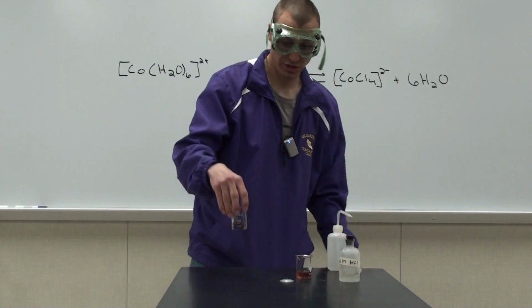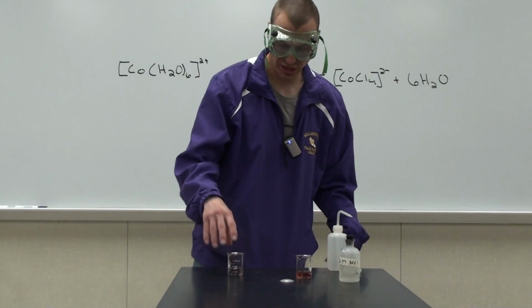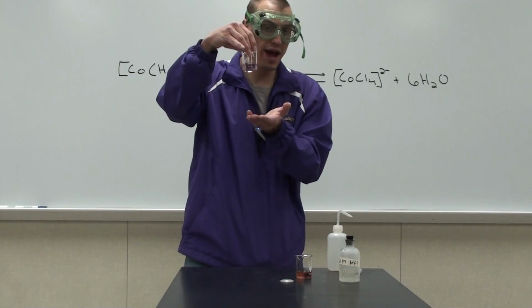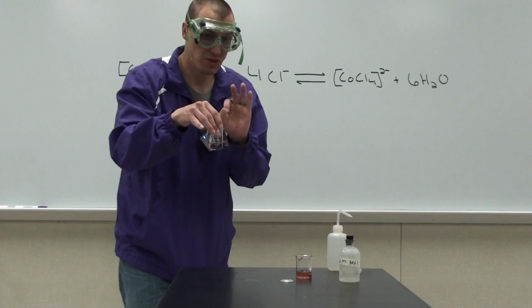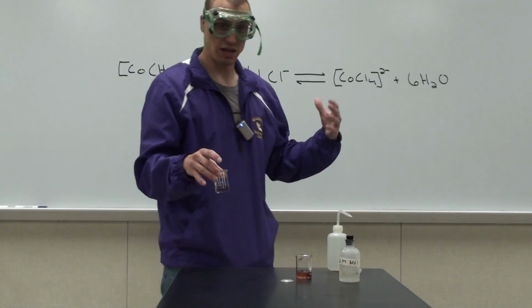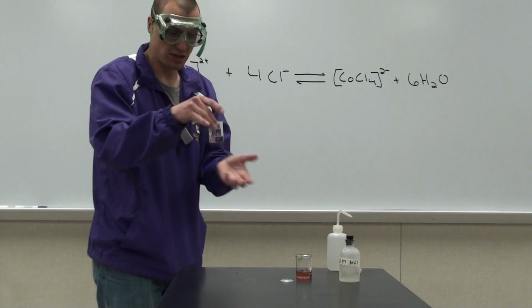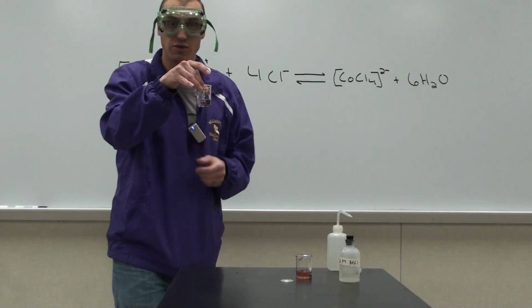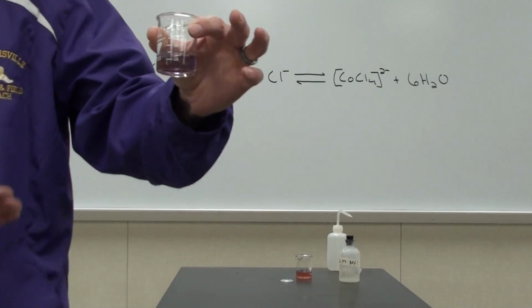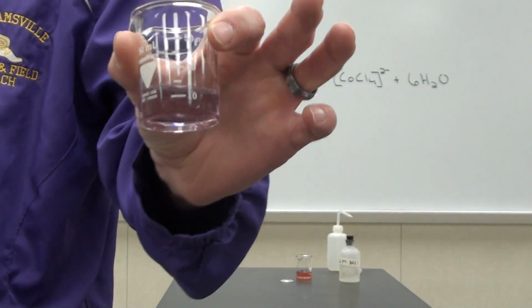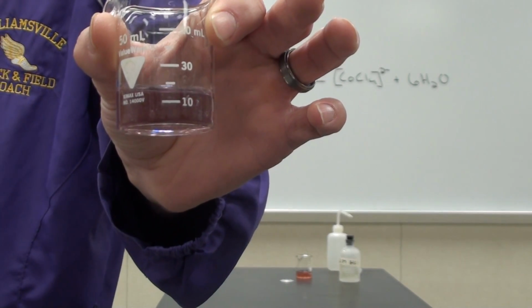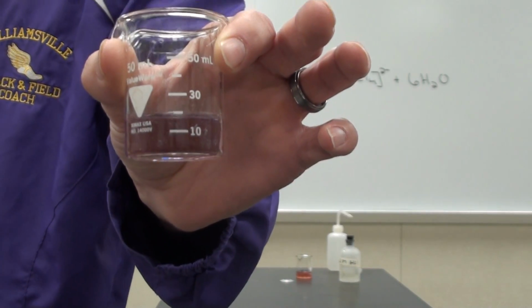Now we have reached a distinct color change. What has happened is that we are now at equilibrium. This is our third unique color that we've seen in this equilibrium. This lavender solution, and I'm going to bring it closer to the camera, that has been produced is showing us that we are now at chemical equilibrium.